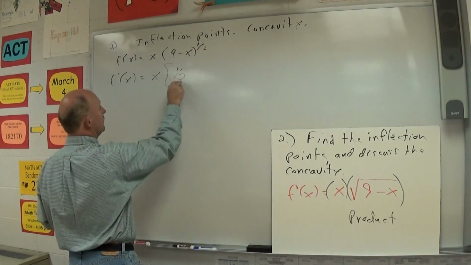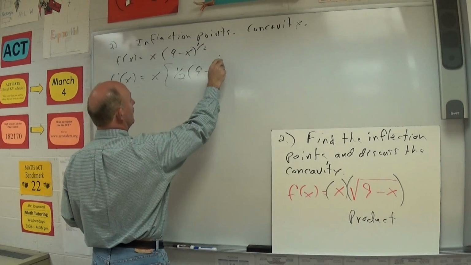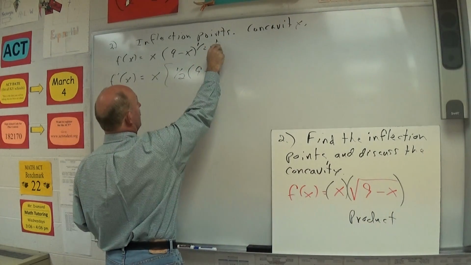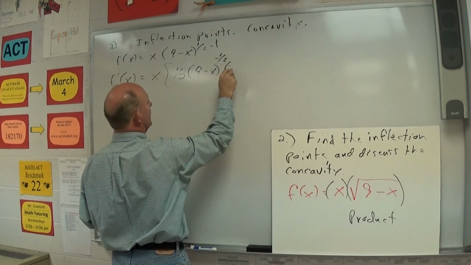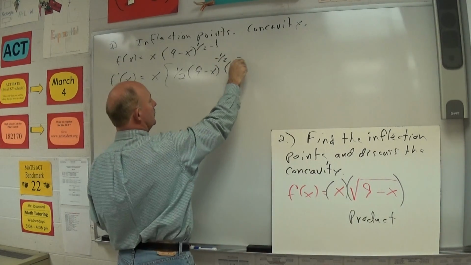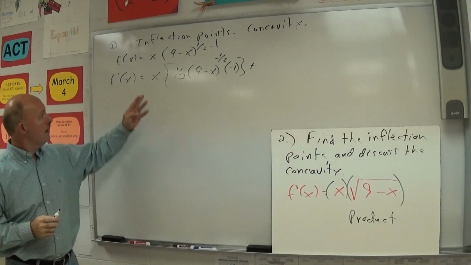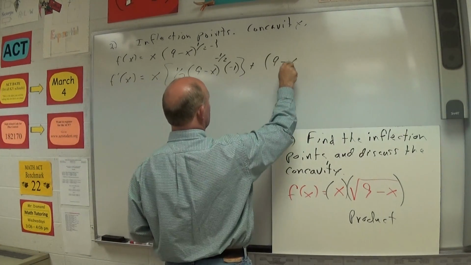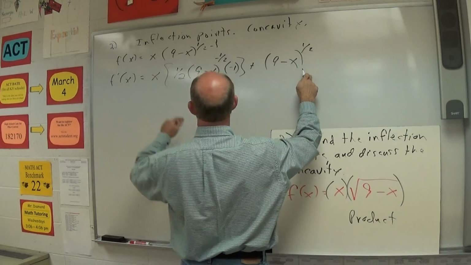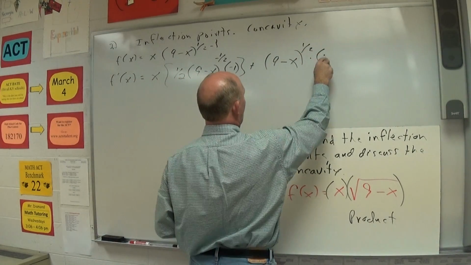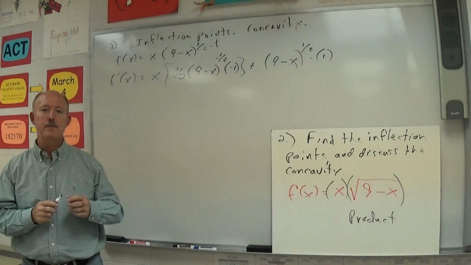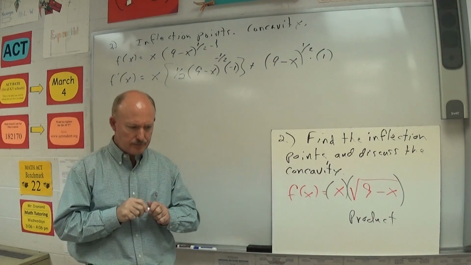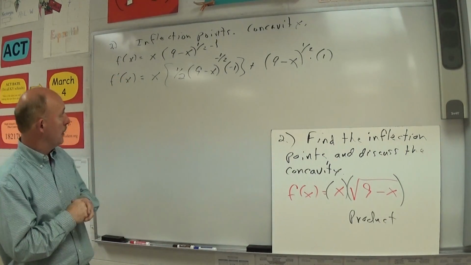So this will be 1/2 times 9 minus x to the, now you got to subtract 1 from your exponent here, so it'll be to the negative 1/2, times the derivative of the inside, which is negative 1. So that's going to be the first times the derivative of the second, plus the second, which is 9 minus x to the 1/2, times the derivative of the first, which is 1. All right, so this is the first derivative now. All right, now we found the first derivative.